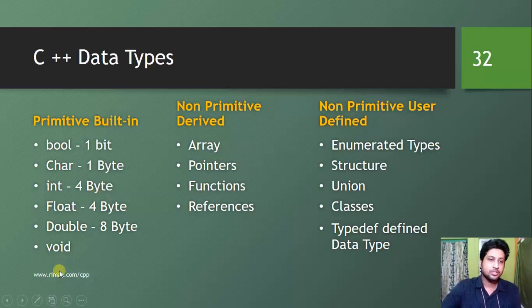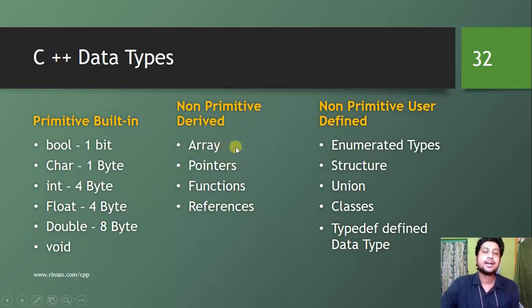And also we have another data type, void, that doesn't mean anything. That means if we don't have any data type, then we can say the data type is void. Similarly, void is used in case of function return as well. When the function doesn't return anything, we put the return data type as void. That means void means nothing.